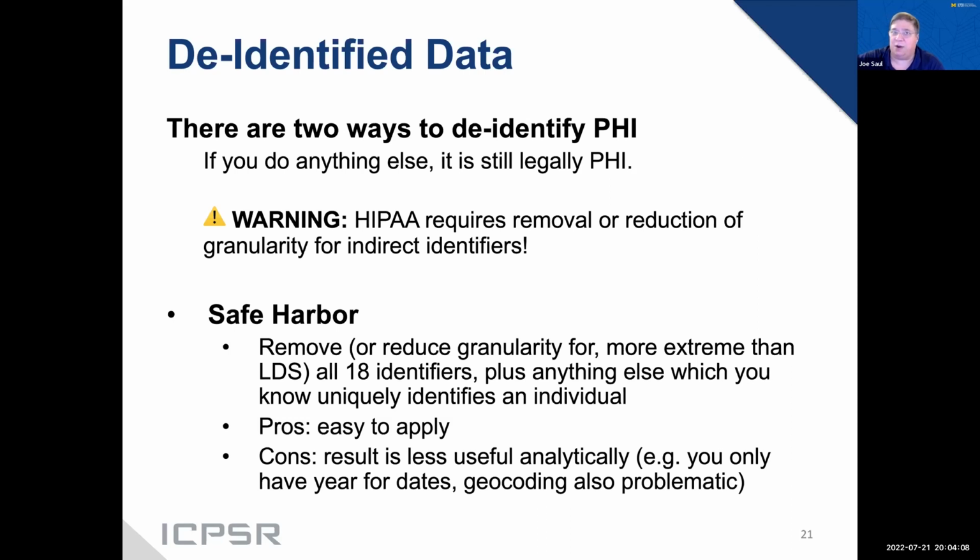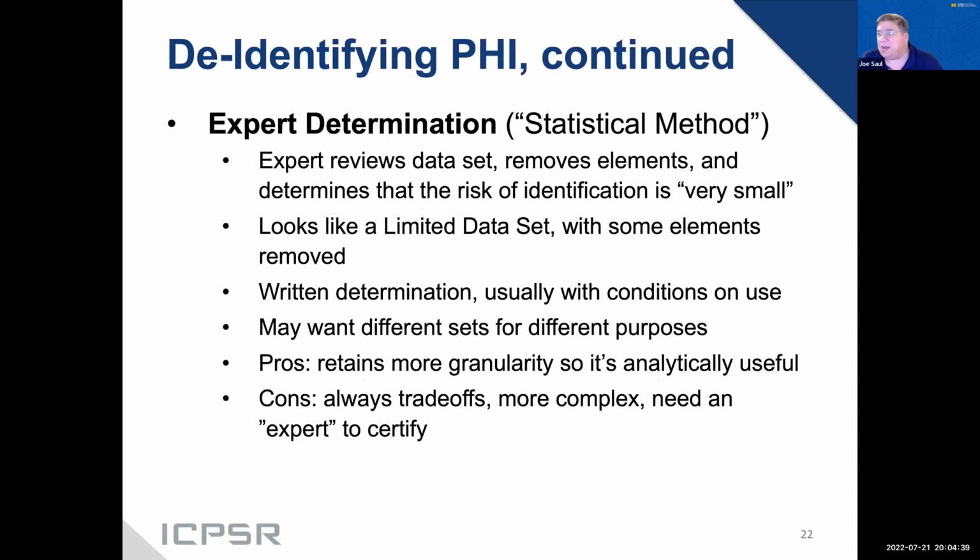is the case in safe harbor, not only do you not know how far apart events happened within the same year, and a lot of researchers care about that, you don't even know what order they happened in if they were within the same year, right? And that's problematic. Geocoding can also be trouble because the only elements of geocoding that you're allowed to keep are state and 3-digit zip. The other method for de-identifying PHI is called either expert determination or the statistical method.